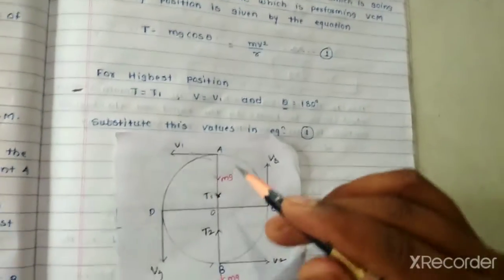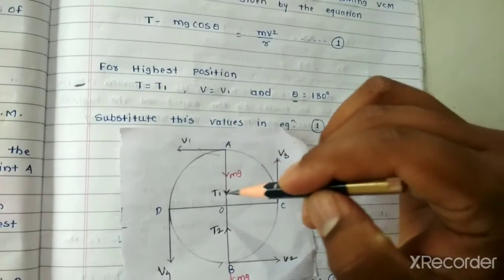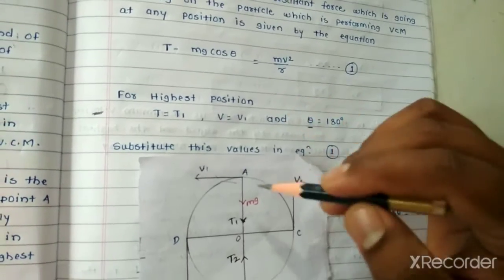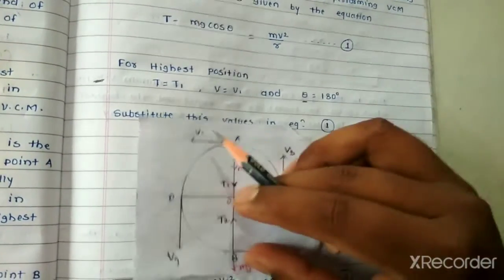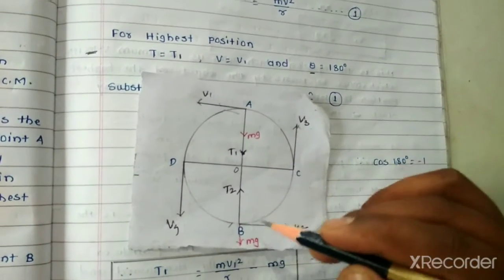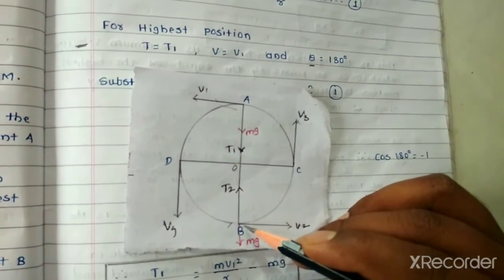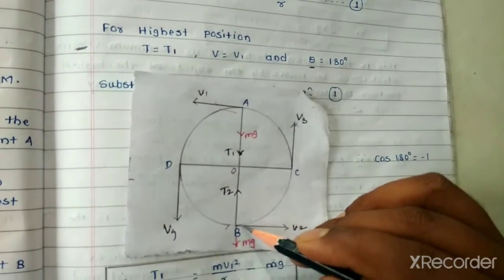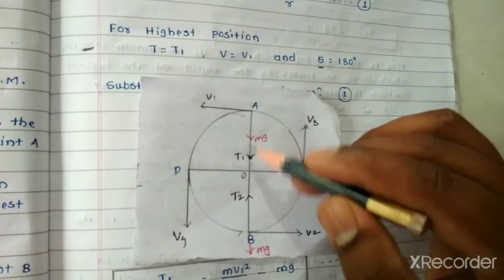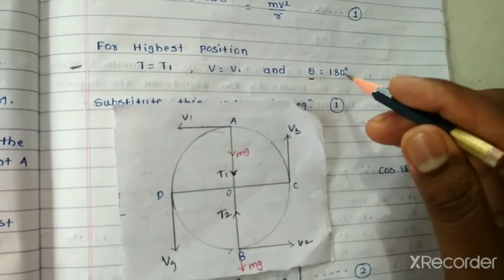So for the highest position, T will be T1 and V will be V1 here. What is the value of theta? Theta is equal to 180 degree. Why 180 degree? Because in vertical circular motion, we assume the particle starts from the ground point, from point B, that is the lowest point. Then the particle moves from B to C, C to A, and makes an angle of 180 degree. Here a straight angle is formed, that is 180 degree.